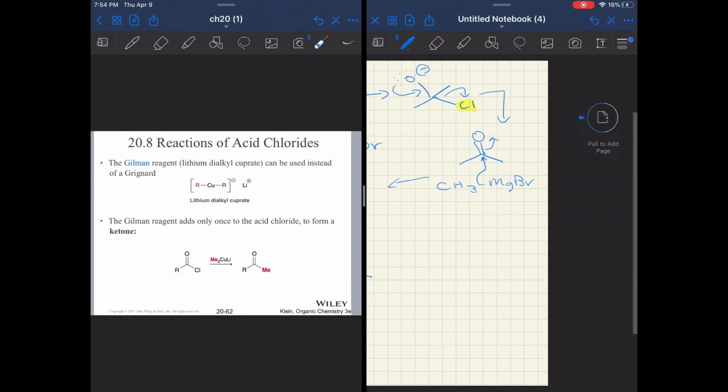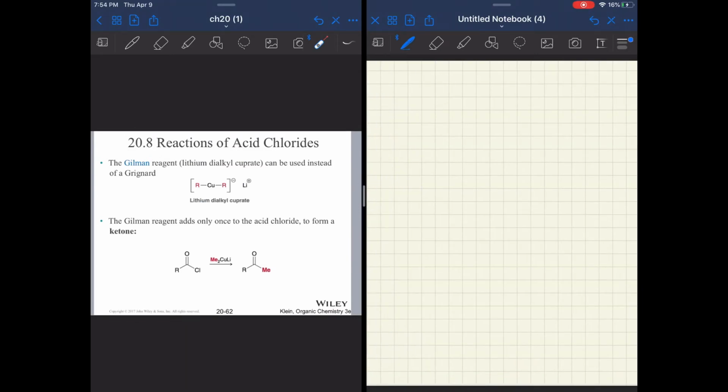Something that is interesting that works with an organometallic, right? Grignard is an organometallic reagent. Gilman is another organometallic reagent. The Gilman reagent has 2 R groups, but only one of them is going to get added. It's got copper and it's got lithium, right? That's what makes it an organometallic.